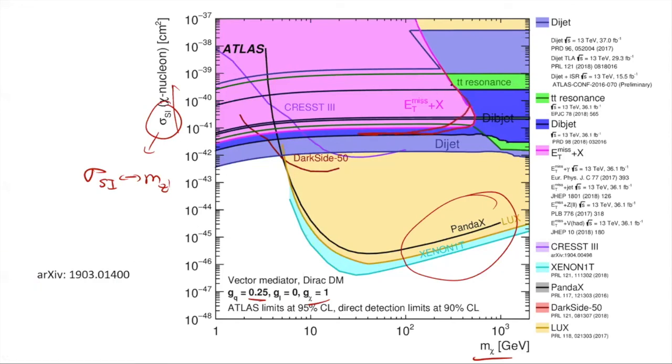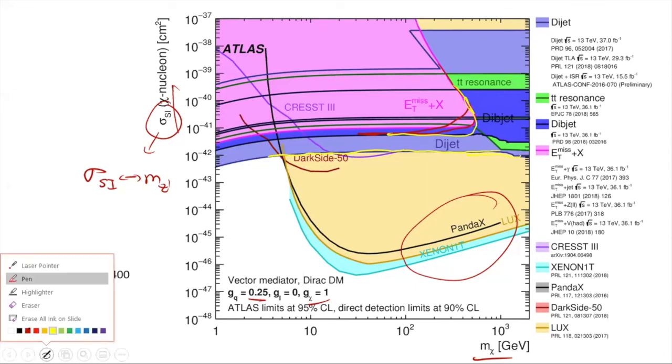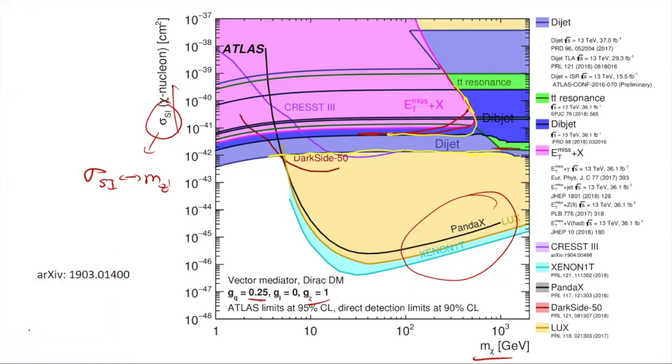The color is that. This is the bound, right? And this is the bound from the dijet. And as I mentioned, the bound from the dijet is much stronger than the bound from just monojet. It really depends on the model. So they pick this model. And in this particular model, the bound from direct detection is better than the bound from the LHC, except for low mass. Again, at low mass the LHC does a better job than direct detection.